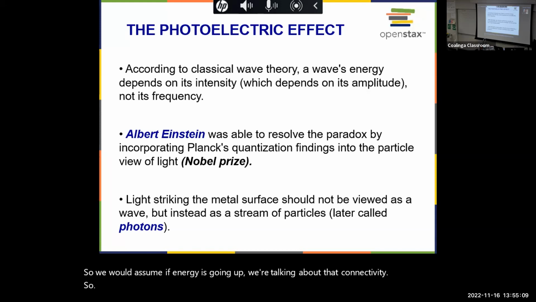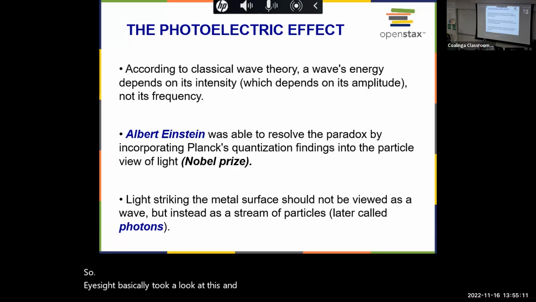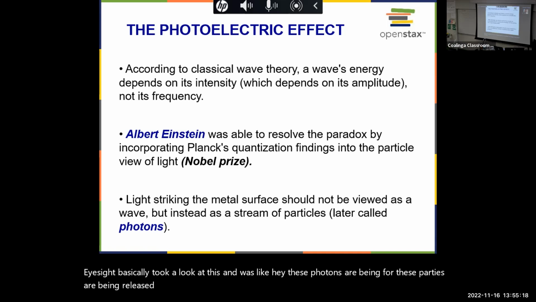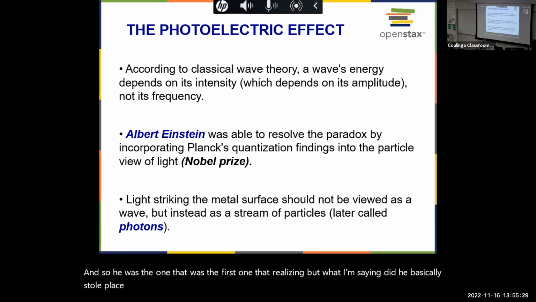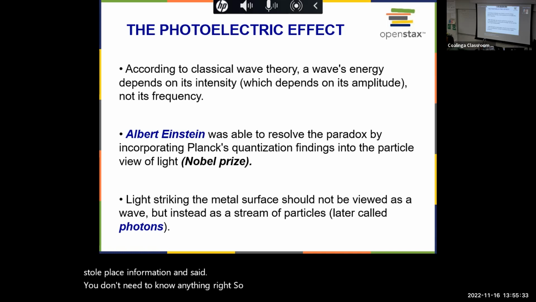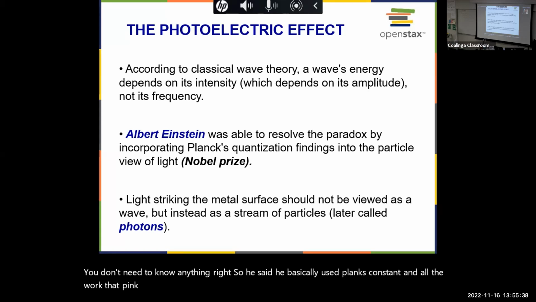Einstein basically said that these photons, these particles that are being released, are being released because we have to put energy into the matter. He was the first one to realize it. But what Einstein did, he basically used Planck's constant and all the work that Planck did to get to that next step. Einstein got the Nobel Prize.